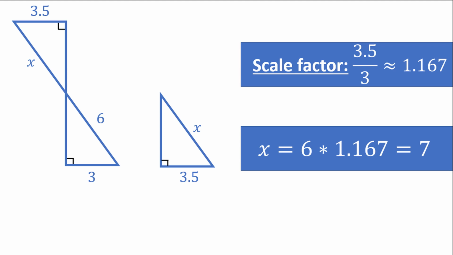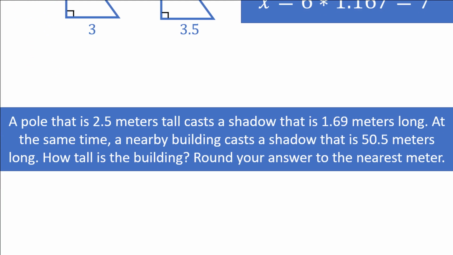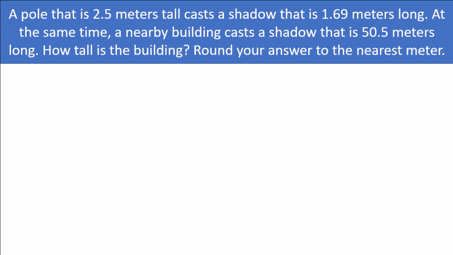Make sure to use all the decimals the calculator gives you in the scale factor. Otherwise, your final answer might be off a bit. Let's try a story problem. A pole that is 2.5 meters tall casts a shadow that is 1.69 meters long. At the same time, a nearby building casts a shadow that is 50.5 meters long. How tall is the building? Round your answer to the nearest meter.